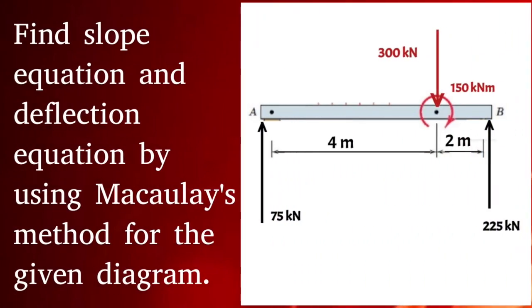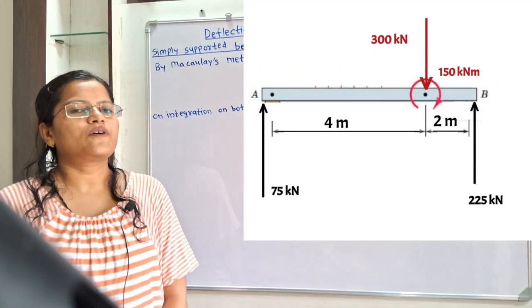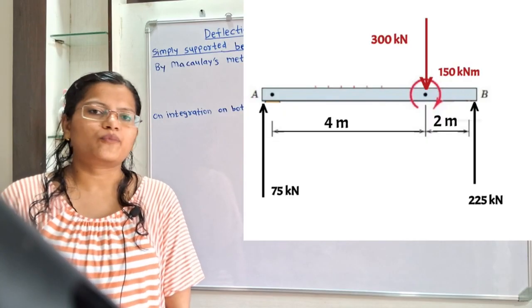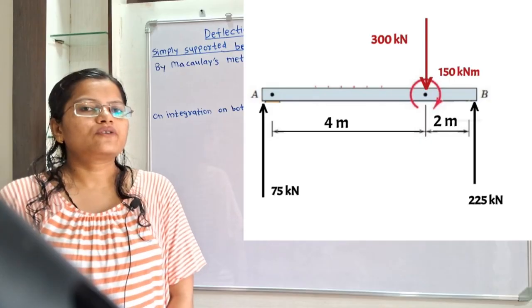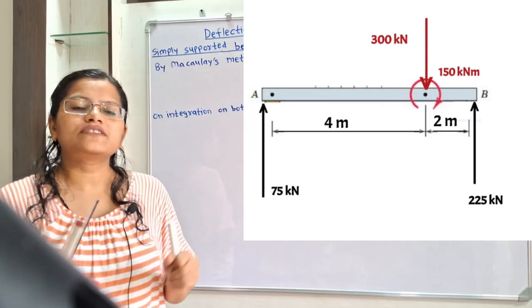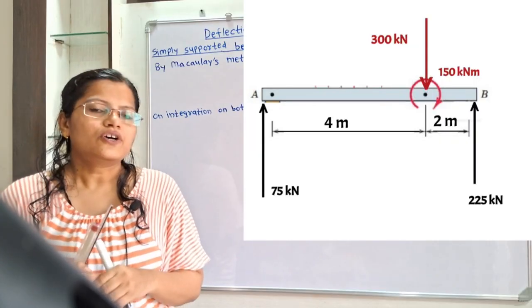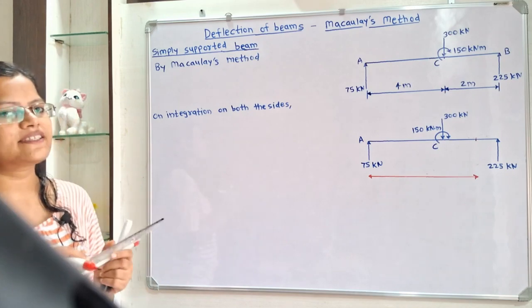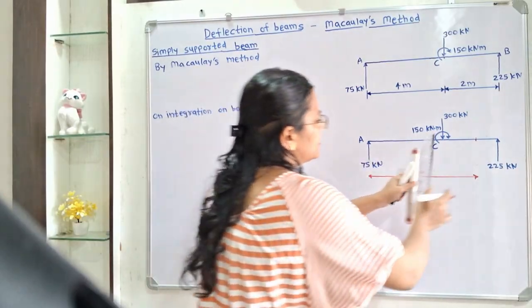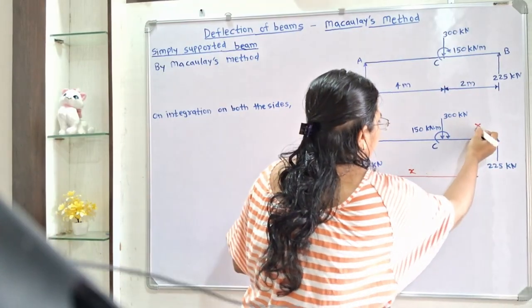Find the slope equation and deflection equation for the given diagram. This is the question of a simply supported beam carrying a point load as well as a moment at point C. We are going to use Macaulay's method and we have to find the bending moments of these loads at the section XX. So we will consider any section XX at a distance small x from this end A. So we will mention here the distance small x and here is the section XX.